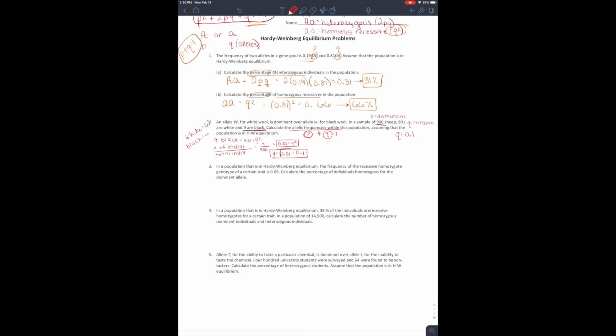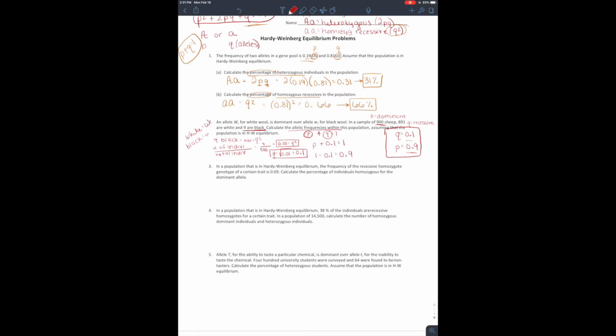Q equals 0.1. Now I can find the frequency of the dominant allele. So P plus Q is 1. So P plus 0.1 should be equal to 1. So now it's an algebra problem. 1 minus 0.1 equals 0.9. So my P value is 0.9. I'm done. I've got my frequency of the dominant allele. It's 0.9. And the frequency of the recessive allele is 0.1.